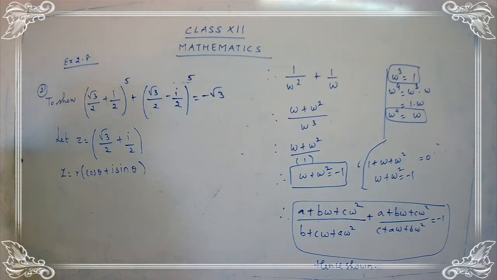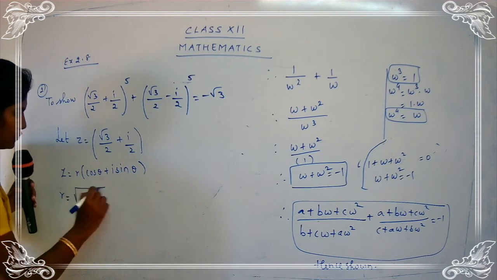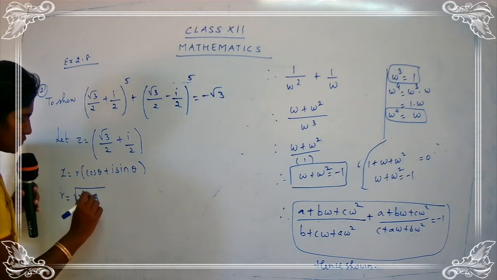Do you remember the formula for r, children? Yes, r is called the absolute or the modulus value. So what is the formula for r? It's square root of x square plus y square.